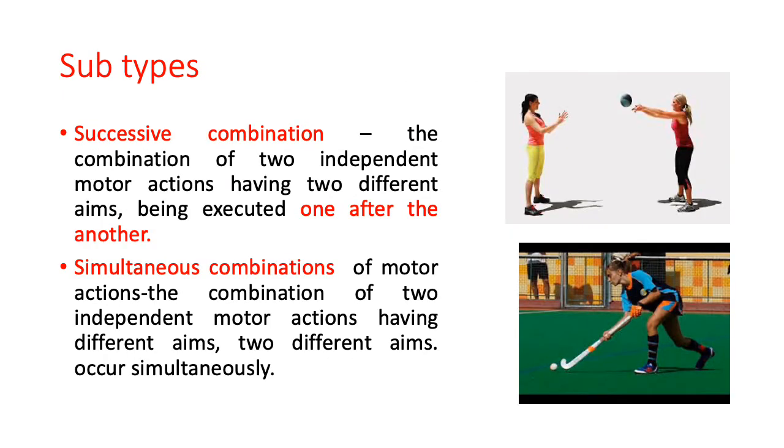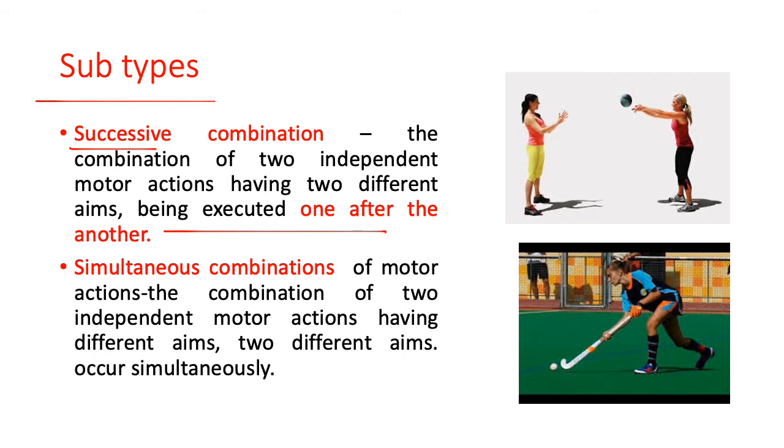Now subtypes of motor actions. So it has subtypes: successive combination and simultaneous combination. The words are explanatory, simple. Successive means one after another. The combination of two independent motor actions having two different aims being executed one after the other. Means you are catching a ball and then throwing it. One by one you are doing. So that means successive. Two actions are involved, but both are happening one by one, not at once. So when they are happening one by one, that combination of motor action is the successive one.